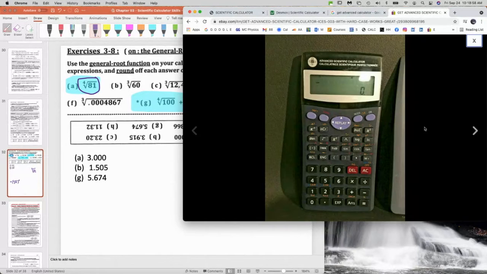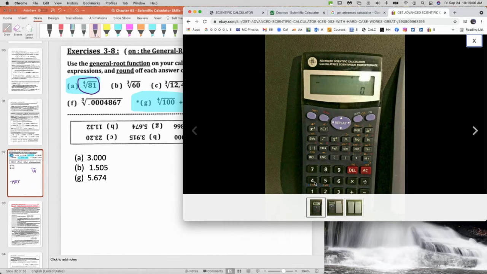Okay, let's try it a different way because your calculator is not identical to mine. It was slightly different, the model number. Type in 4 this time. Let's type 4, shift root, and then the 81, and then equals. See if that works. So type the 4 first: 4, shift, root, 81. Okay, you're good to go, my friend.